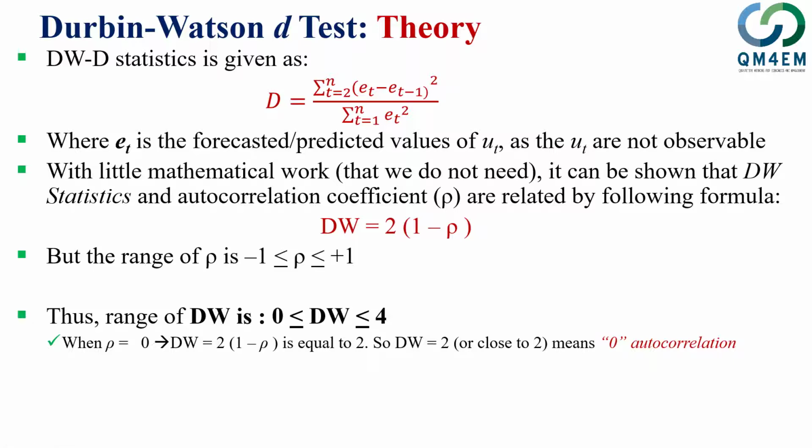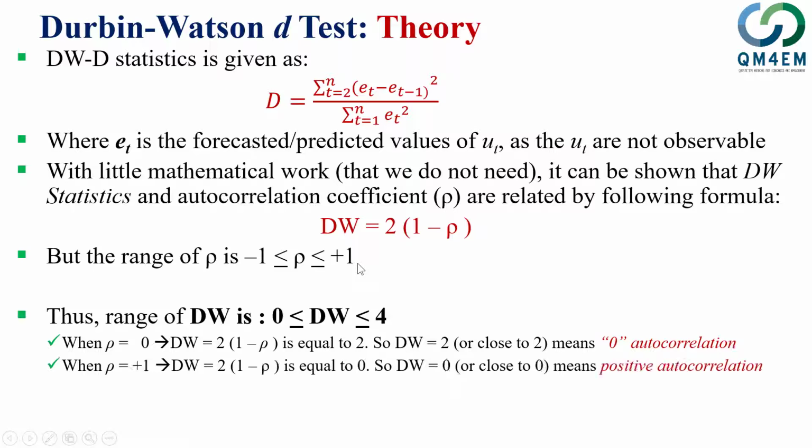Similarly, when there is a perfectly positive or a perfectly negative autocorrelation between the error terms, you get +1 or -1. You can plug in and find what is the possible value for DW when it's a positive or when it's a negative autocorrelation. It's mentioned here when rho is equal to +1. So when you plug in +1, you get DW equal to 0. That shows that when DW is close to 0, there is a positive autocorrelation.